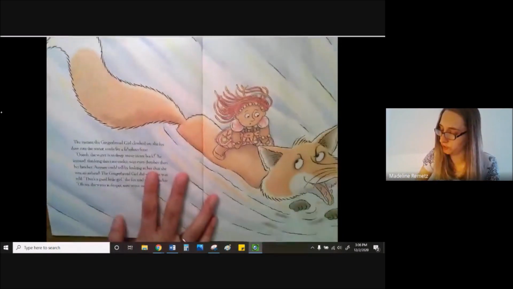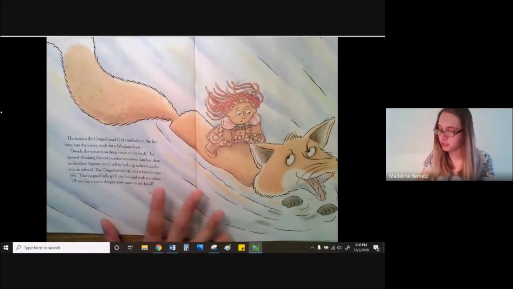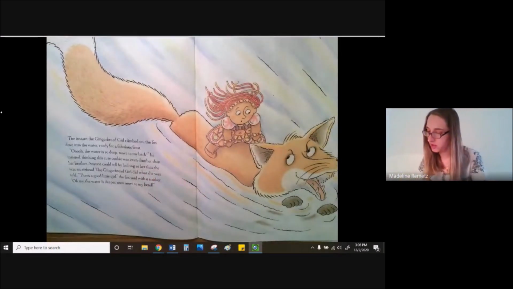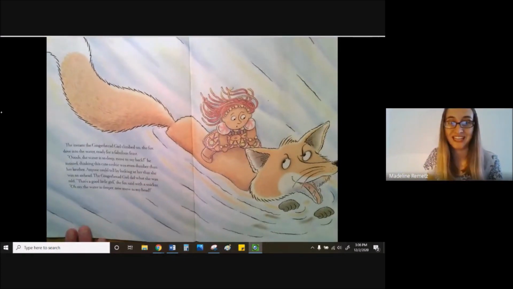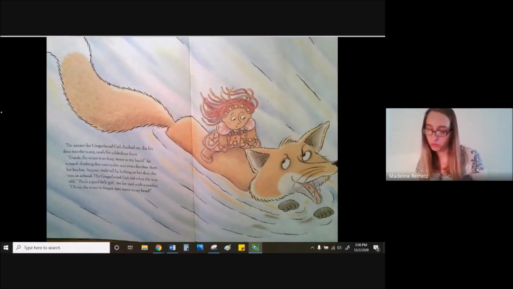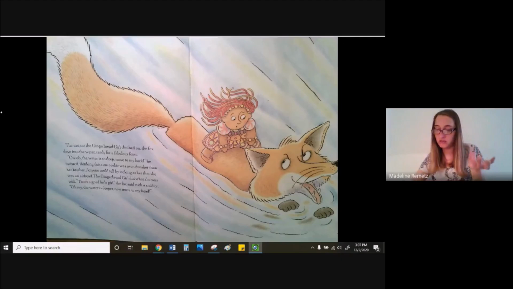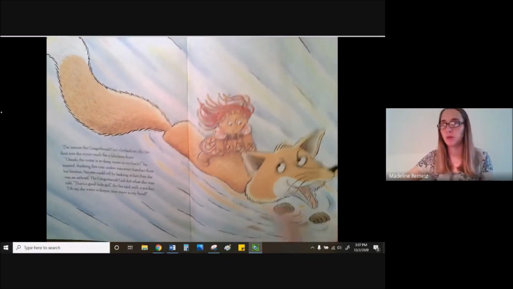The instant the gingerbread girl climbed on, the fox dove into the water, ready for a fabulous feast. "Oh, the water is so deep. Move to my back," he insisted, thinking this cute cookie was even dumber than her brother. Anyone could tell by looking at her that she was an airhead. The gingerbread girl did what she was told. "That's a good girl," the fox said with a snicker. "Oh my, the water is deeper. Now move onto my head."